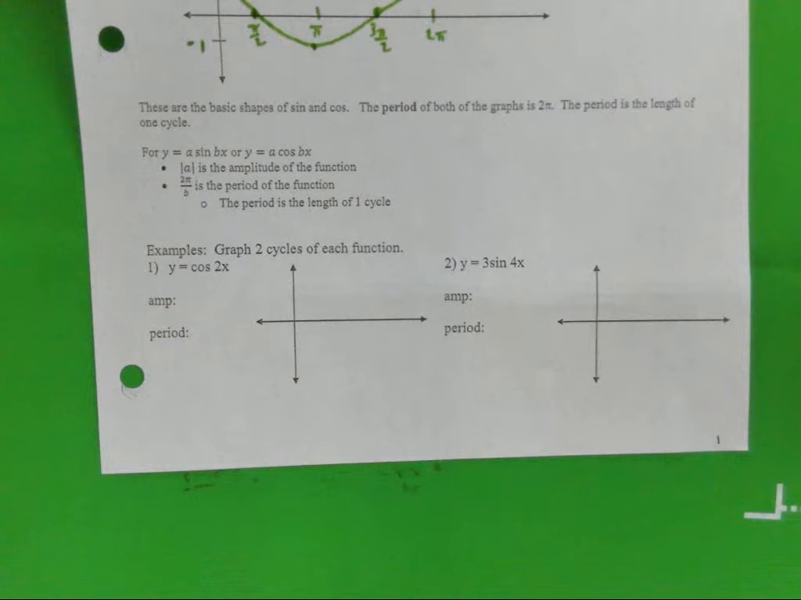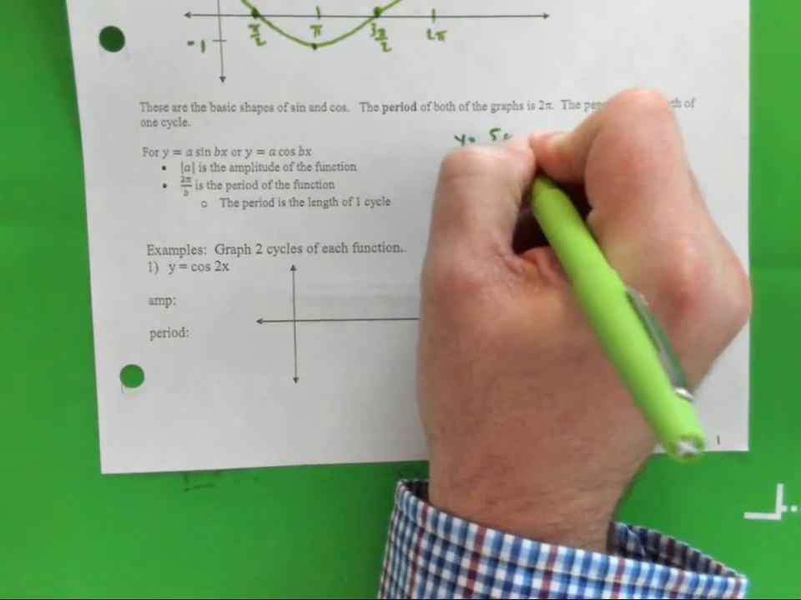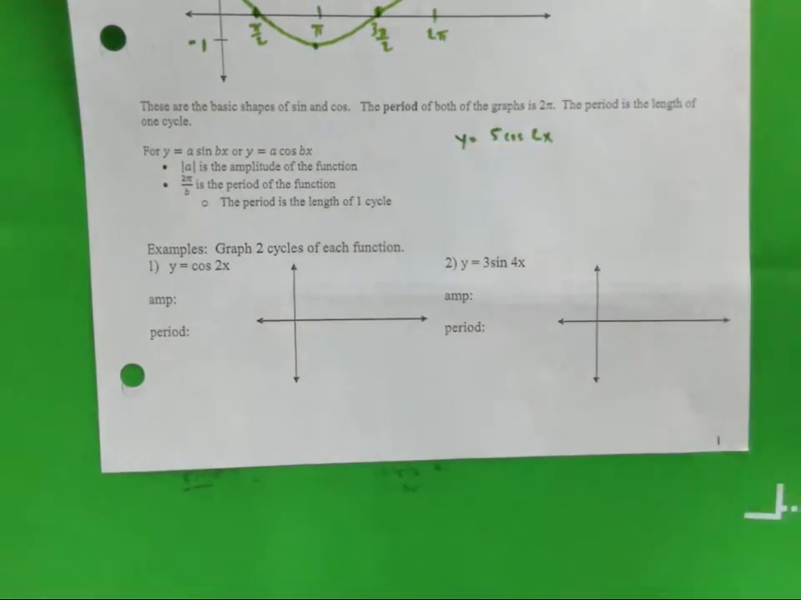All right, now let's look at this. How would you find the amplitude and period if it wasn't just the parent function? So we're going to get into other things. Let's say we had this right here. I'm going to make one up. Y equals 5 cosine 2x. What if we had to graph that? How would we find the period and amplitude?